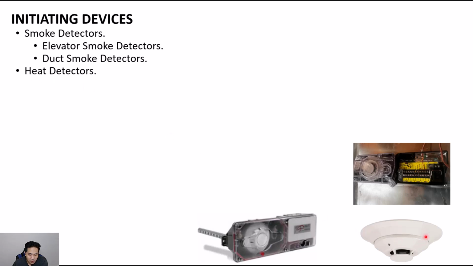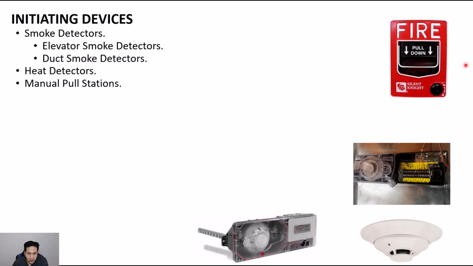Heat detectors look like smoke detectors, but they basically sense heat rather than smoke. Then you have manual pull stations, which look like this. You've probably seen these in buildings. Basically, if there's a fire, this allows any occupant in the building to pull this down, sending a signal to the fire department. So this would activate the fire alarm system, and the fire alarm system would automatically call the fire department.